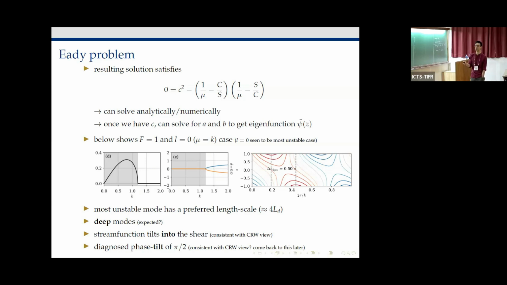These are deep modes. The stream function tilts into the shear. There's a diagnosed phase tilt, in this case of pi by 2, which is consistent with the CRW mechanism I talked about before. What other stuff is there? I think that's basically everything you would care about in the standard Eady model.